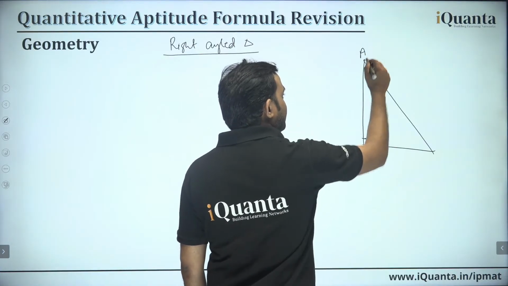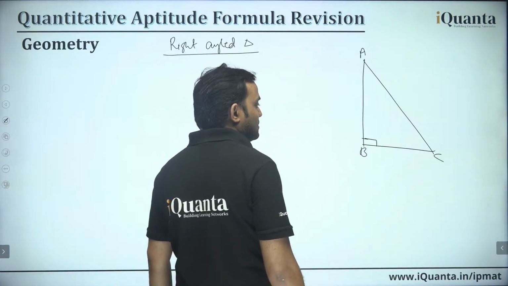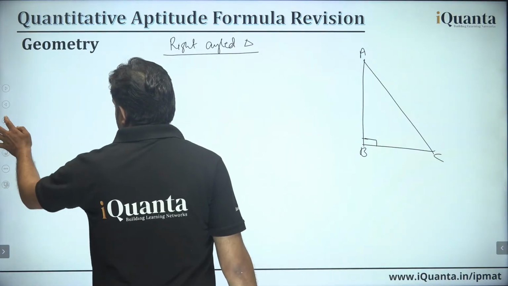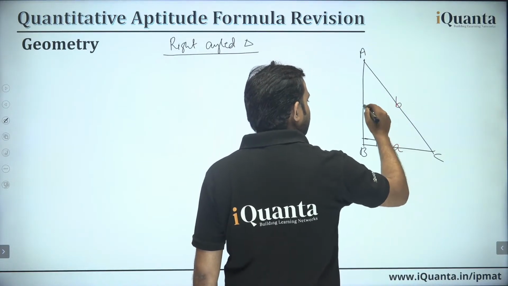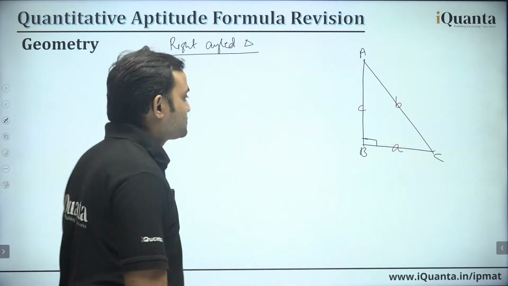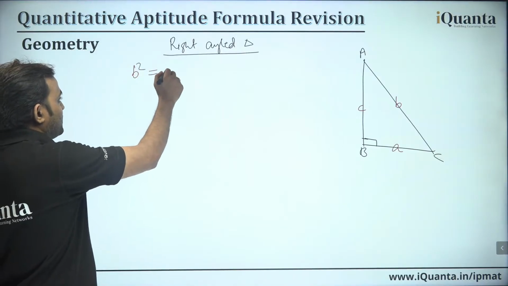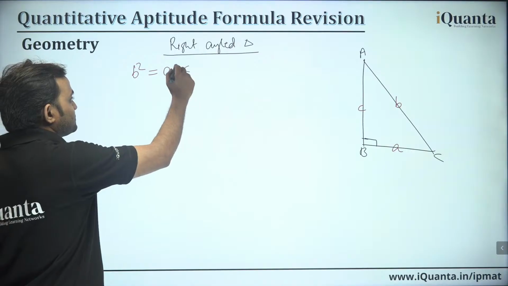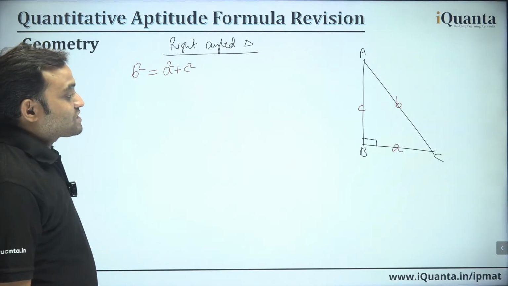This is A, this is B, this is C. Let's denote this side length as A, this side length as B, and this side length as C. So what we can say is that B square will be equal to A square plus C square. So what are the triplets?